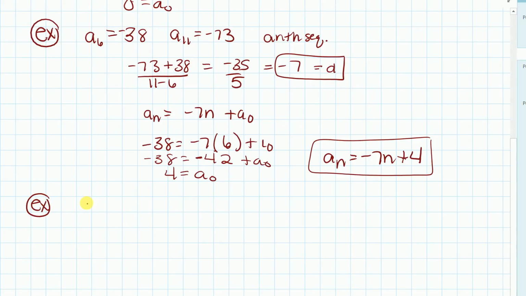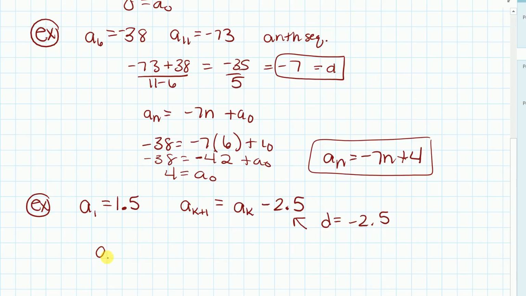So with the recursive, you're given the a1 term, and then they'll give you the recursive form. So this is basically just telling you to take the new terms and subtract 2.5 every time. So if it's in this format, this is telling you your d. So we're trying to write the a sub n. So I know that my d is negative 2.5. I do my n, and then again I need my a naught.